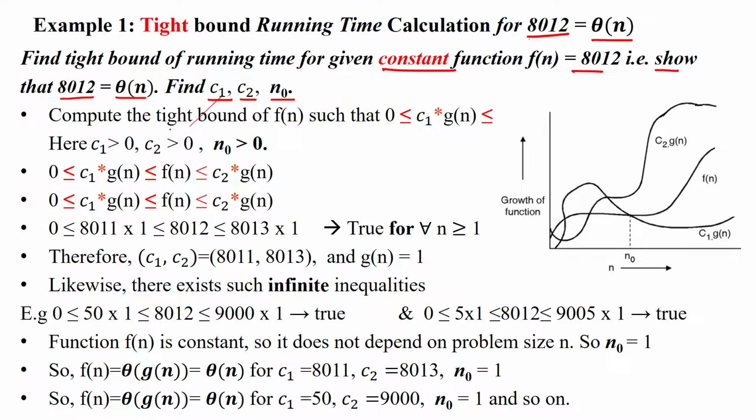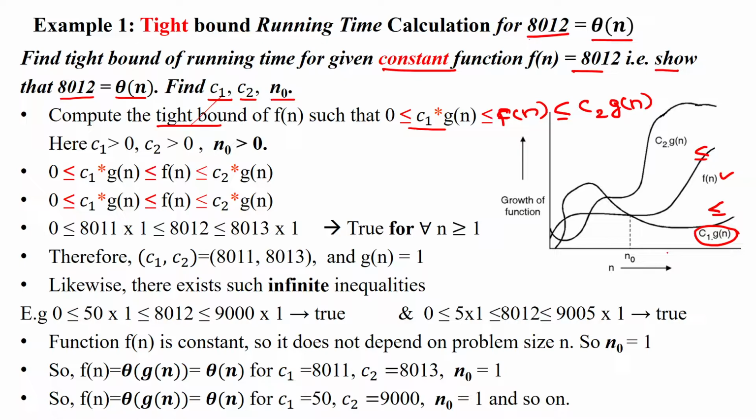For computing the tighter bound, we have the criteria 0 less than or equal to C1 into g of n, less than or equal to f of n, less than or equal to C2 into g of n. This is the given criteria of a tighter bound. You can look at that from this figure: C1 into g of n is less than or equal to f of n, less than or equal to C2 into g of n.